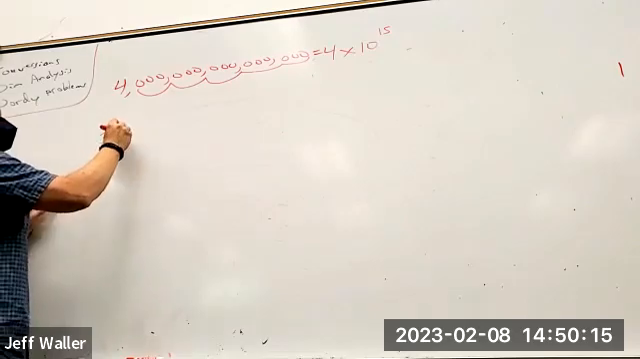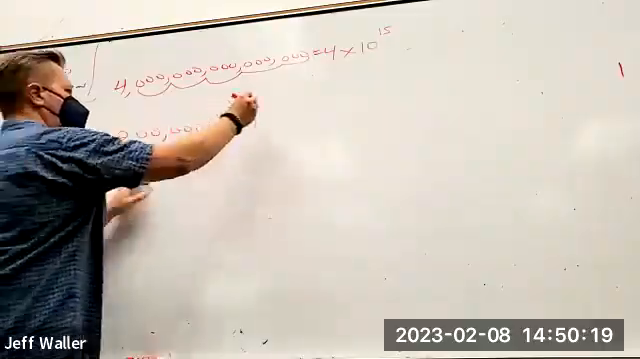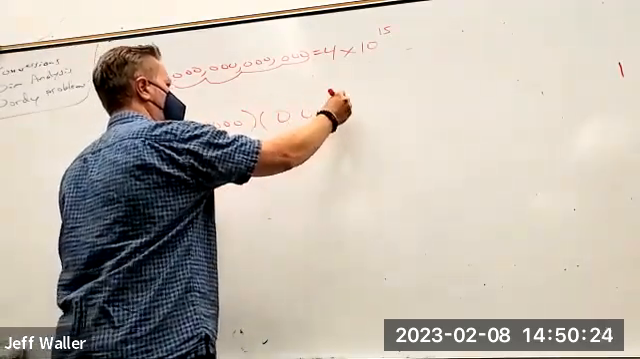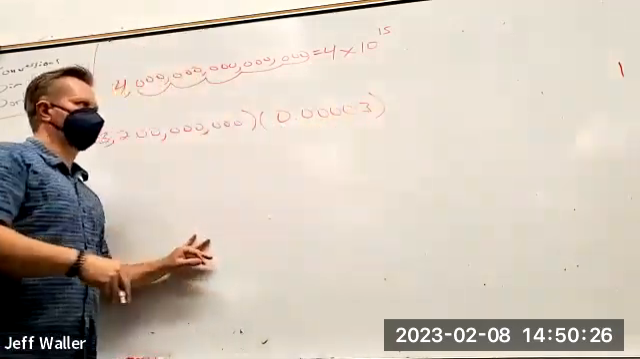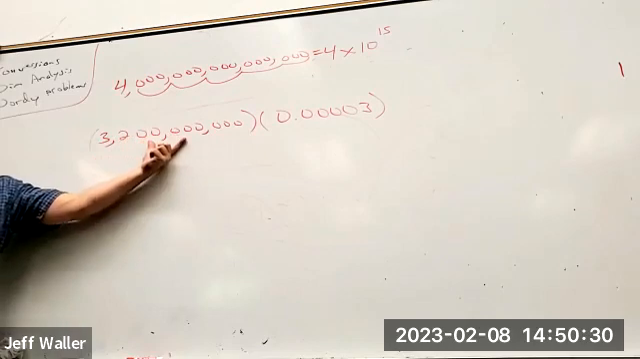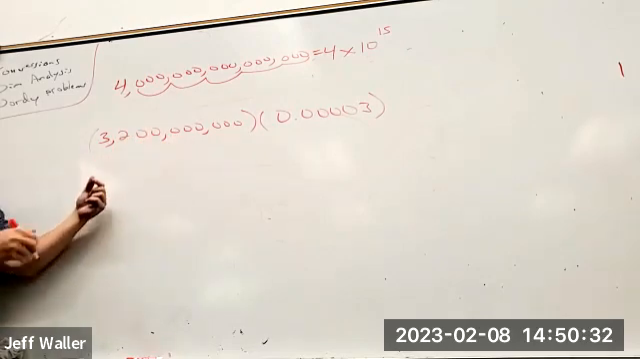How could I use scientific notation to help me multiply this out? Oh my God. How do you write this in scientific notation?